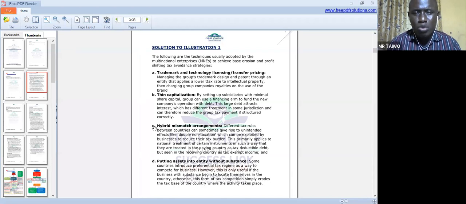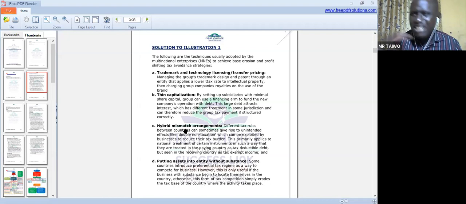Now, the third one is what? Hybrid mismatch arrangement. Look at the word. This is how you explain to them, because I'm expecting that they can possibly ask this in this exam. It's a new topic. Although if you enter the exam and see it as number 3, what do you do? How do you explain it? Hybrid mismatch arrangement. When I say hybrid mismatch arrangement, what do I mean by that?